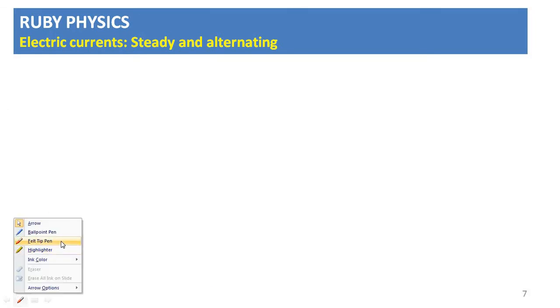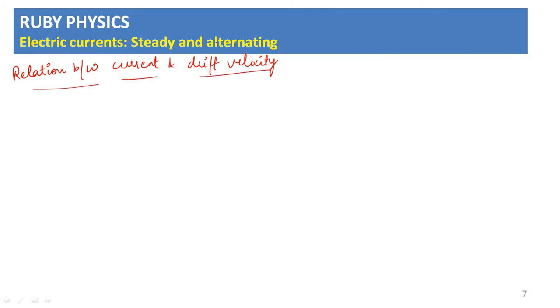Hello students, in this video I am going to derive the relation between the current and the drift velocity. If you haven't watched my previous video on drift velocity, please watch that, because in this video I am just going to derive this relation. If you want to understand the theory of drift velocity, you need to watch my previous video.